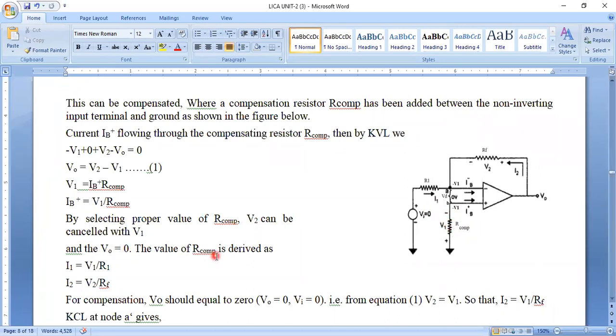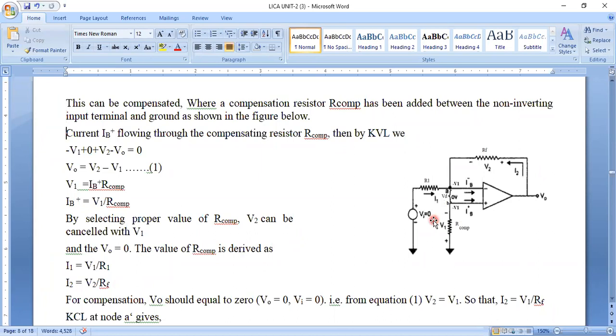When V0 is equal to 0, I1 is equal to V1 by R1. I1 is the current flowing through resistance R1, that is the drop across resistance R1. I2 is the current flowing with respect to the second terminal, that is V2 divided by RF drop. So these are the current descriptions when V0 equals 0.